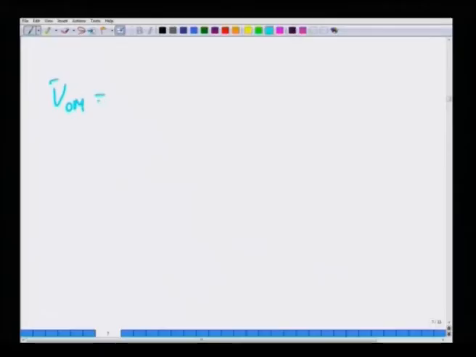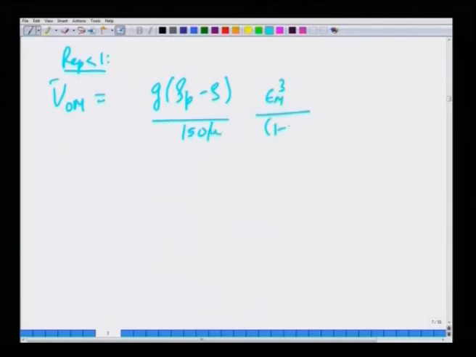V_om for smaller Reynolds numbers, we need this expression for the following discussion also. It is approximately g times (rho_p minus rho) divided by 150 mu, times epsilon_m cubed divided by (1 minus epsilon_m), times phi_s squared d_p squared, and there is a similar expression at higher Reynolds numbers.